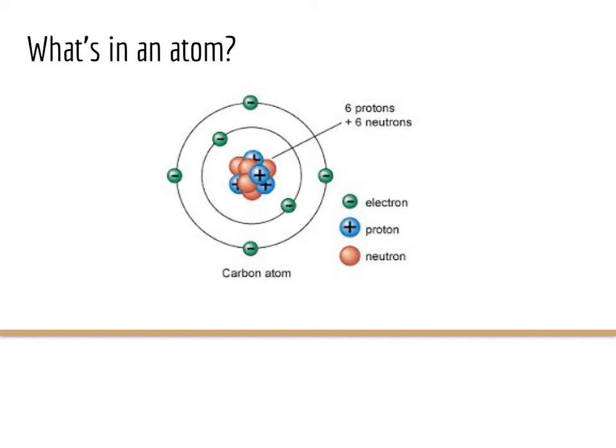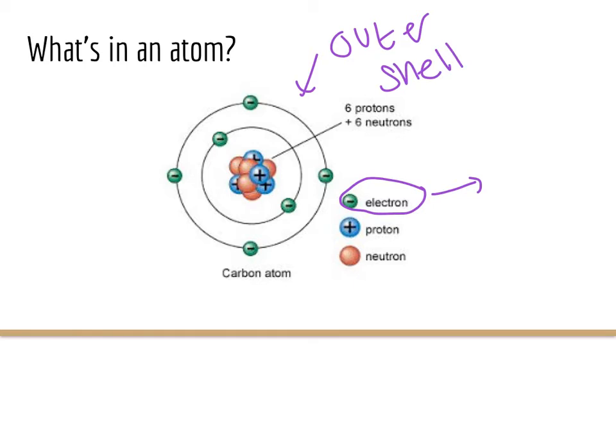So there's three parts to an atom. First, we have our electron. Our electron is in the outer shell, and it has a negative charge. My electrons can move from the outer shell to different levels and sometimes even out.